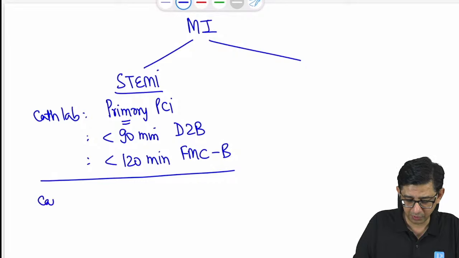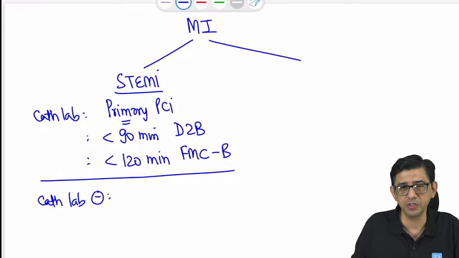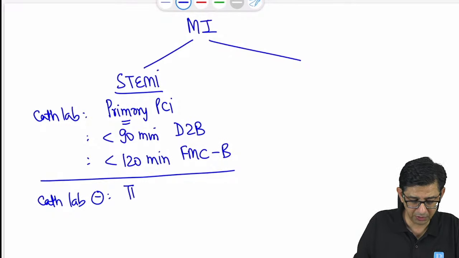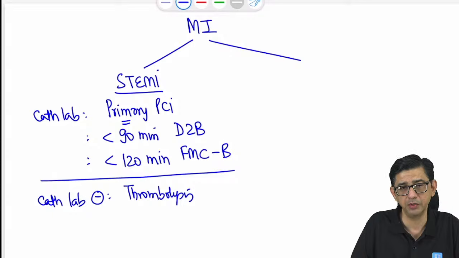If we work in a small place where cath lab facility is not available, then we have alternative approaches available, which is that we'll go ahead with thrombolysis in this particular case. And this is what we do for ST elevation MI.